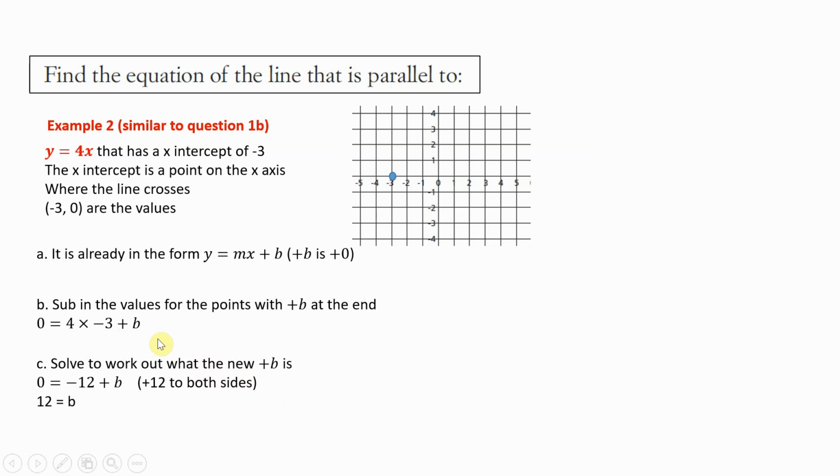Now we solve it. Keeping that plus b there, we go, well, 0 equals 4 times minus 3, which is minus 12. So 0 equals minus 12 plus b, whatever b is. Now if we add 12 to both sides, we get this. 0 becomes 12, and minus 12 disappears, and all we're left with is 12 equals b. And then all that's left now is to write the new equation. So the line that's parallel to this one is y equals 4x, and our new plus b is plus 12. That's the answer.